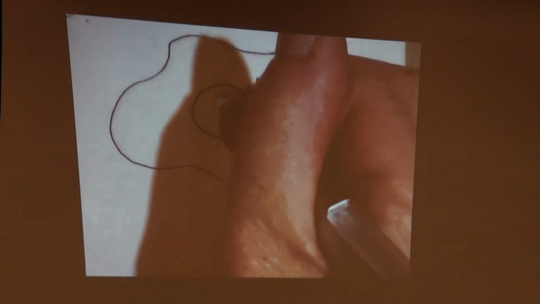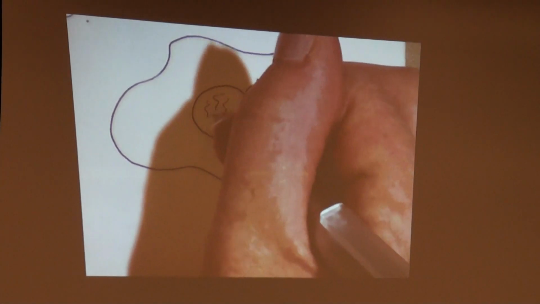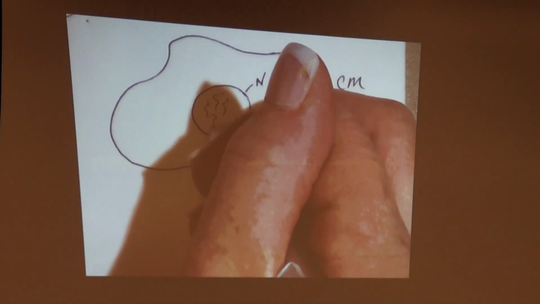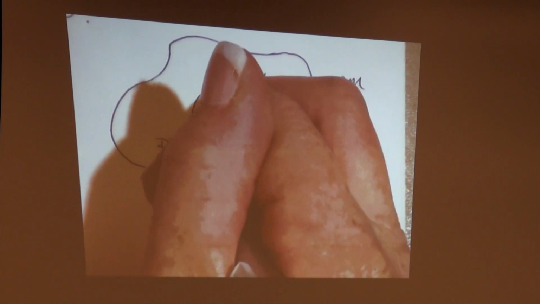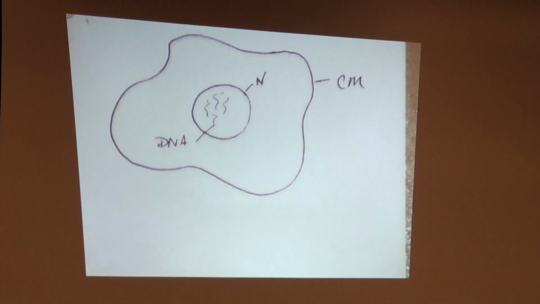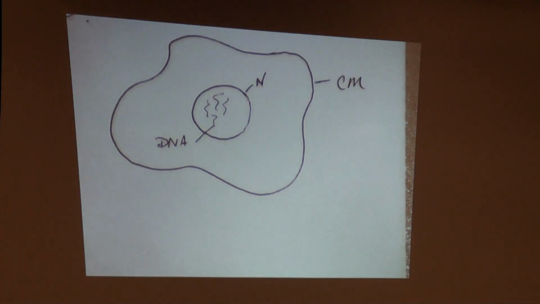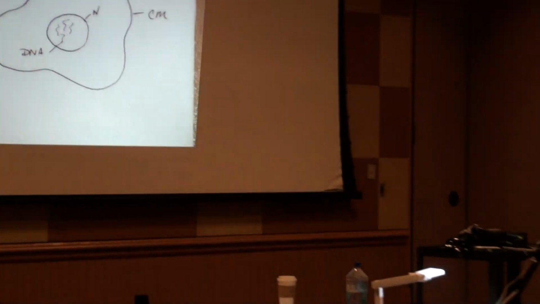All right, and what do we see in the nucleus? DNA. Now, let's go to the world of eukaryotic cells. What is DNA to a eukaryotic cell?